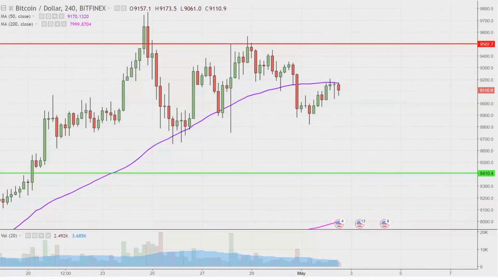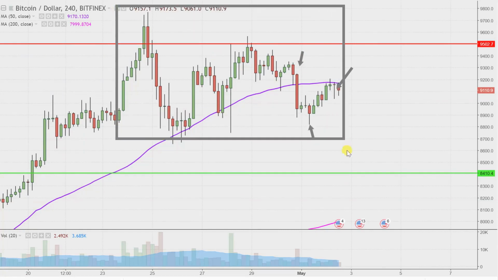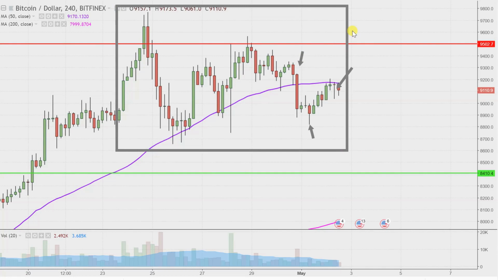Real quick, what do I mean by 4-hour, in case maybe you're new to charts? Instead of each one of these candlesticks representing 1 day's worth of price action, which is what you would normally see, each one represents 4 hours of time. So all this here may look like a couple months' worth. It's actually just the past couple of weeks broken down into 4-hour time slices.